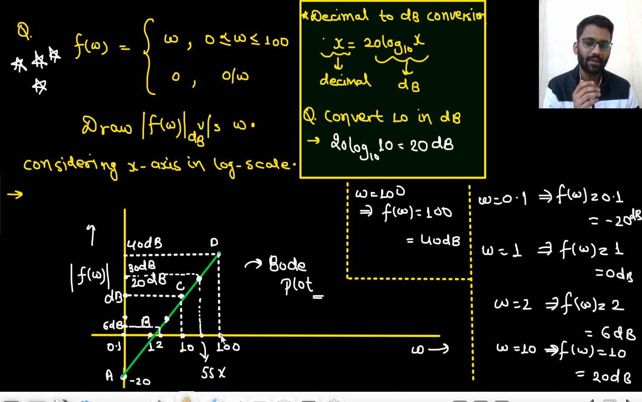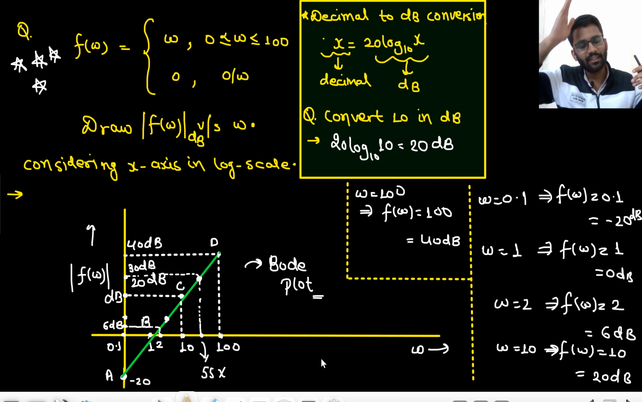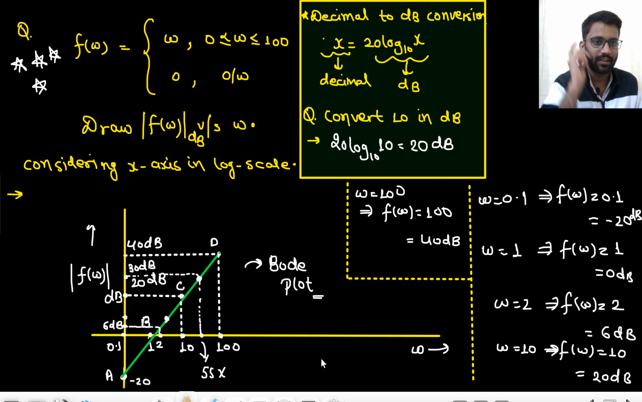This is the constant gap, but this is 10, this is 100. This is not 55, that's for sure, because the x-axis scale is not linear. The y-axis is linear only. You can see here minus 20, 0, plus 20, 40. The y-axis is linear, but the x-axis scale is not linear. Got my point?